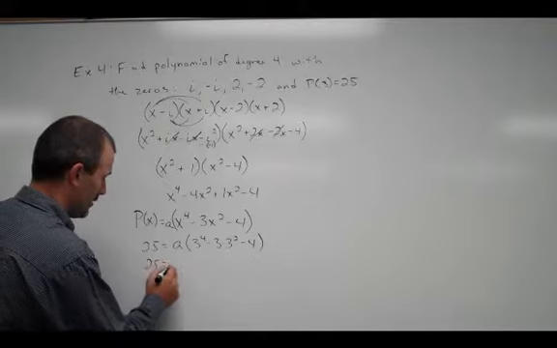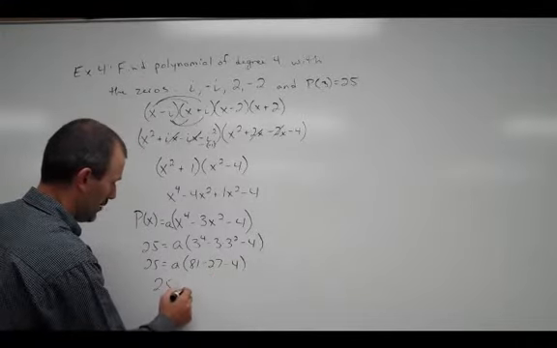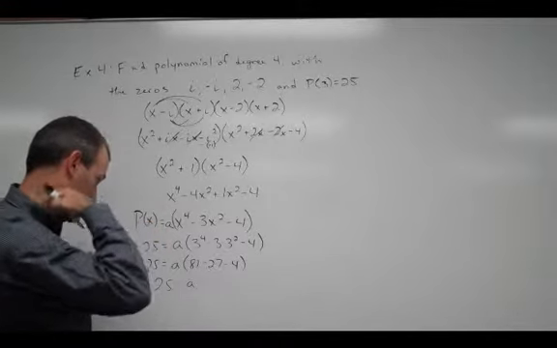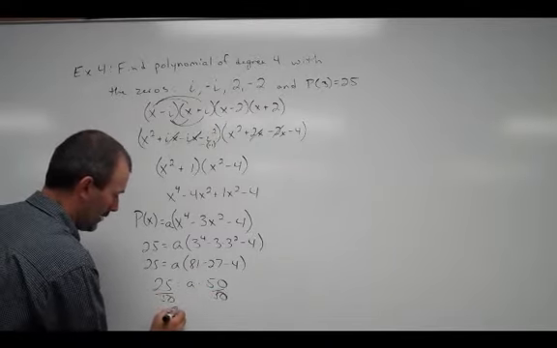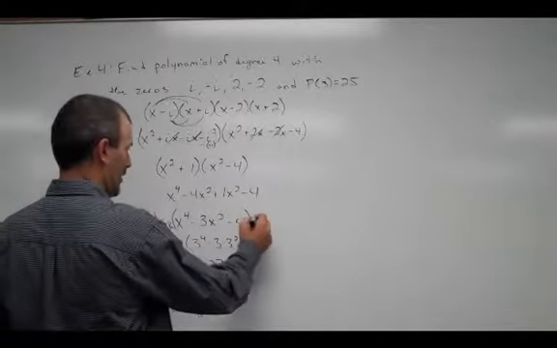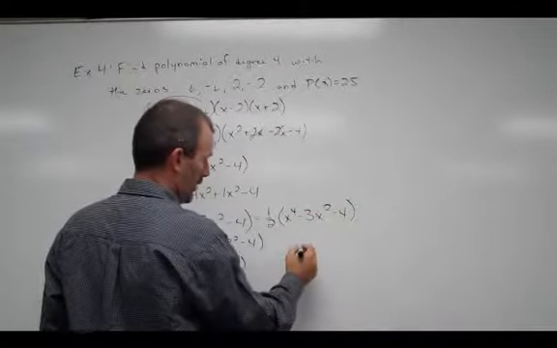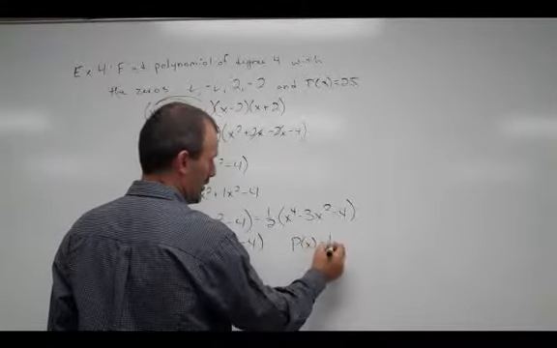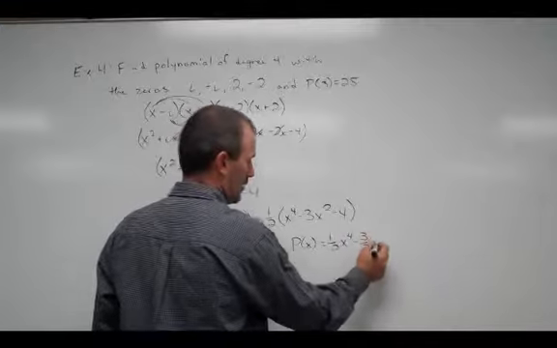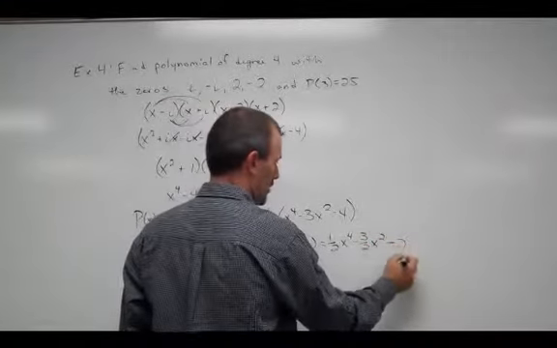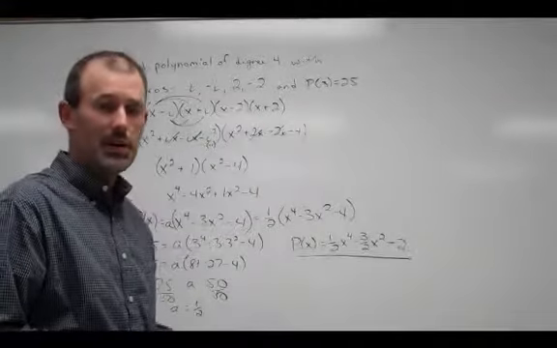So 25 equals a times 81 minus 27 minus 4, and that is 25 equaling a times 50. And then we divide both sides by 50, and we get a equals 1/2. So if we plug that in right here, 1/2 times x to the 4th minus 3x squared minus 4, we are going to get our final polynomial, p of x equals, distributing, 1/2 x to the 4th minus 3/2 x squared, minus, and then 1/2 times 4 is 2. So there is our final polynomial after we get those zeros and also the condition that p of 3 has to equal 25.